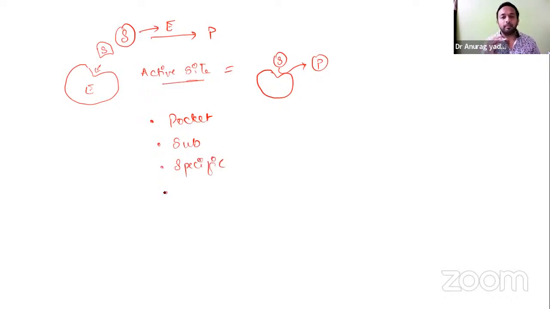And is the active site flexible or is it rigid? It is not rigid. It is a little flexible. What are the amino acids most commonly seen here? It is the hydroxy-containing one. The most common is serine. Other than serine, you can also see aspartic acid, glutamic acid or cysteine, etc. Lysine and histidine can also be present.